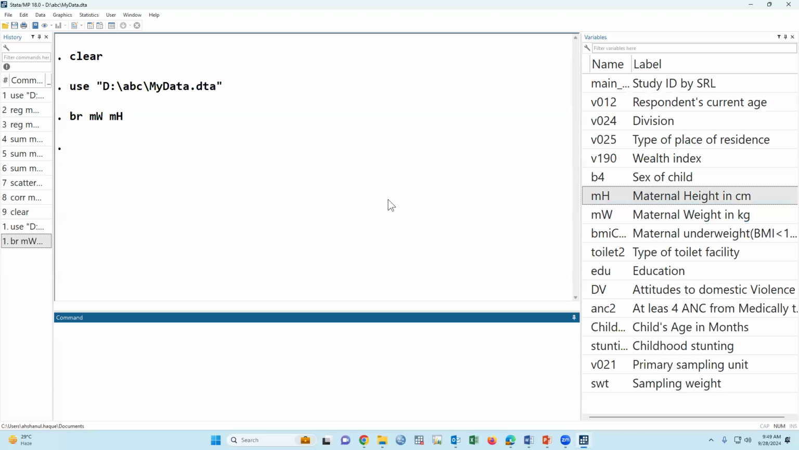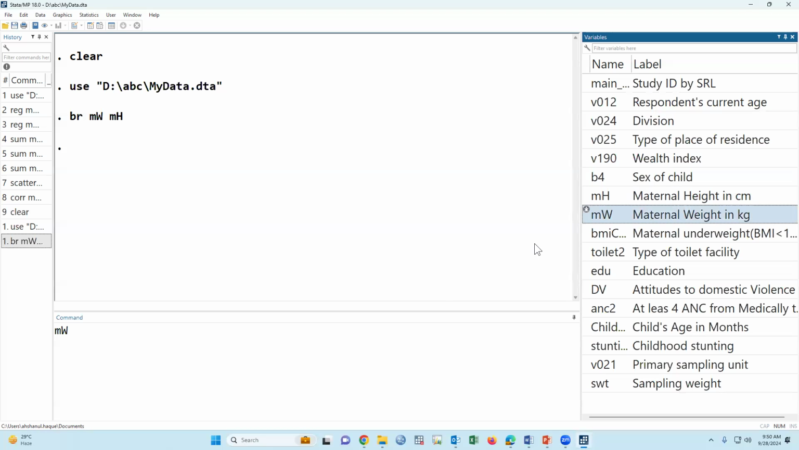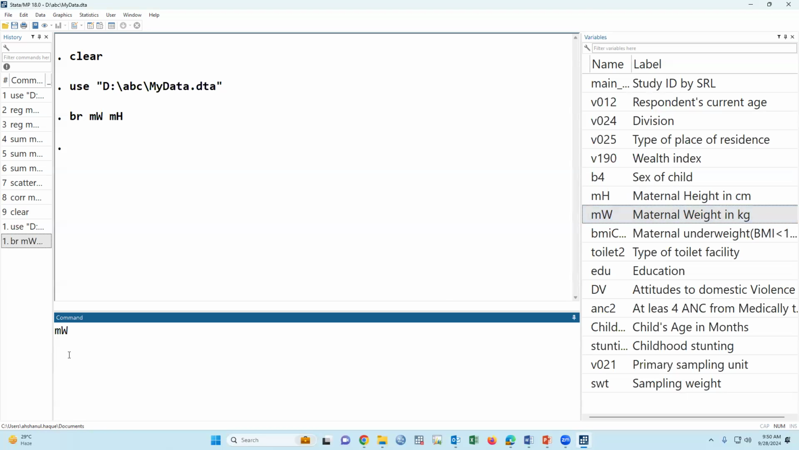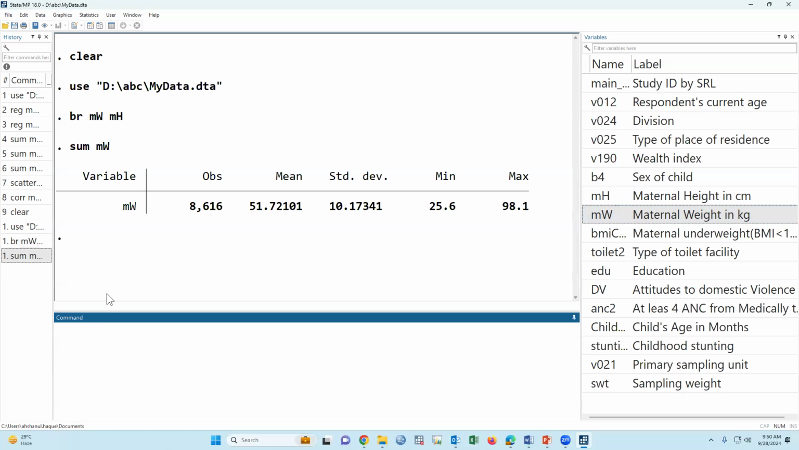So, for example, our objective is to assess the relationship between maternal height and maternal weight. Here, if we use regression analysis, then obviously we have to identify which is the dependent and which is the independent variable. Obviously, maternal weight is the dependent variable, because weight, you know, depends on height.